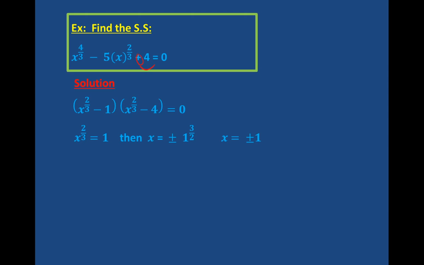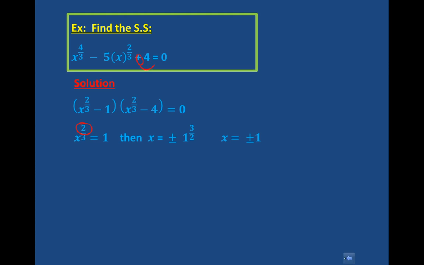X power 2 over 3 equals 1, then x equals positive or negative 1 raised to the multiplicative inverse of this power, 3 over 2. Therefore, x equals positive or negative 1. Take care, you should write positive or negative if this number is an even number.